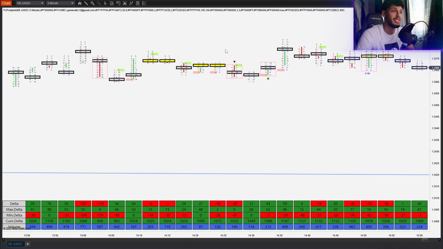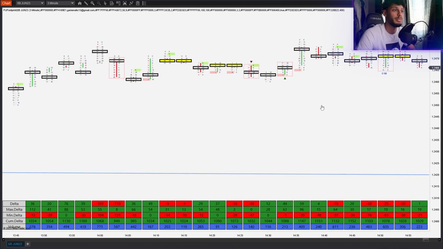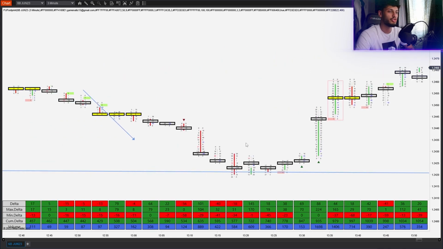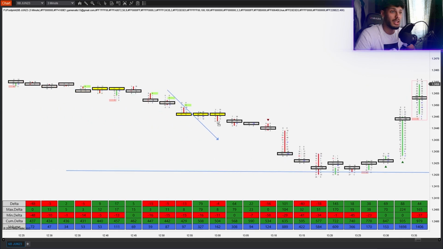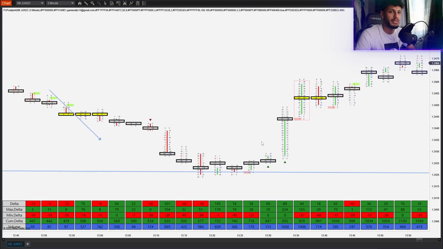After that you can see the trade kind of consolidated. And after that, I wouldn't have been interested in the trade anymore. So this is extremely, extremely important. Being able to look at the delta, being able to see how the delta is playing out as we approach my zone, as we tap into my zone, and as we move away.